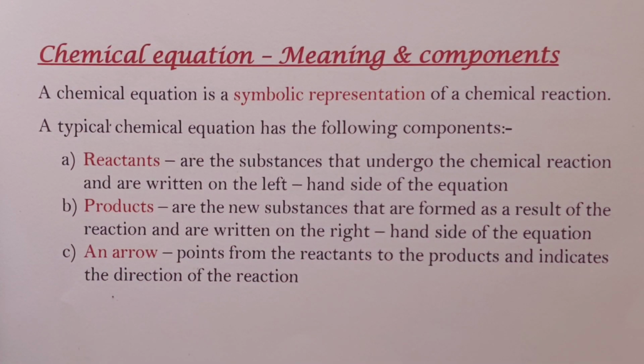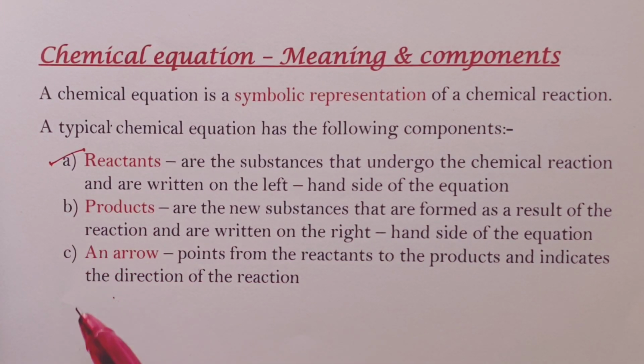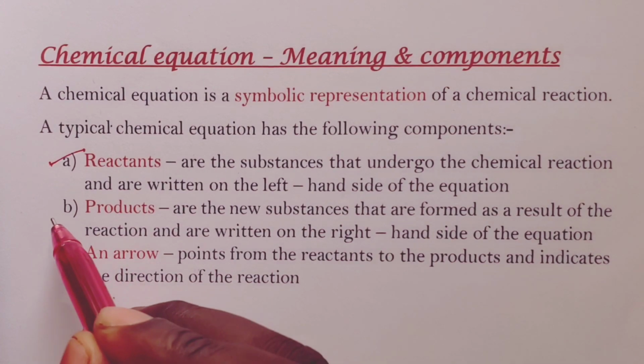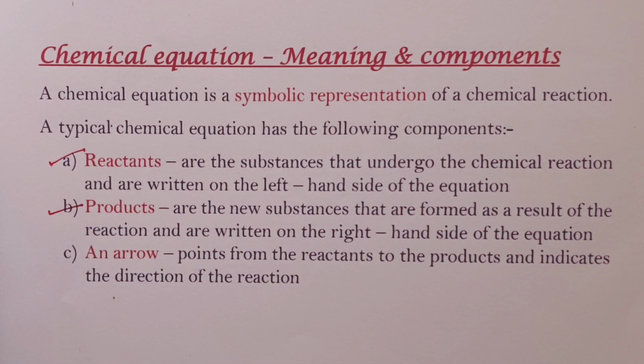The first component are what we call reactants. Reactants are substances that undergo the chemical reaction. We usually write these on the left-hand side of the equation. We then have products. Products are the new substances that are formed after a chemical reaction has taken place. Products are usually written on the right-hand side of an equation.